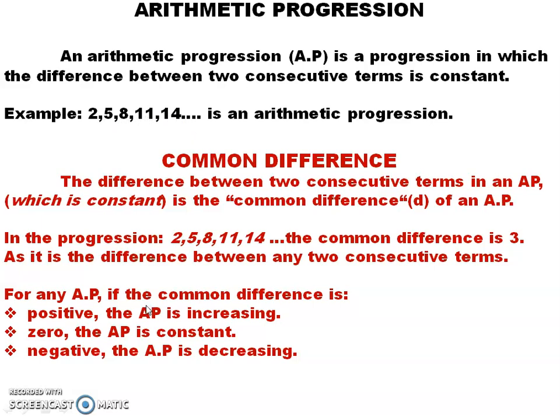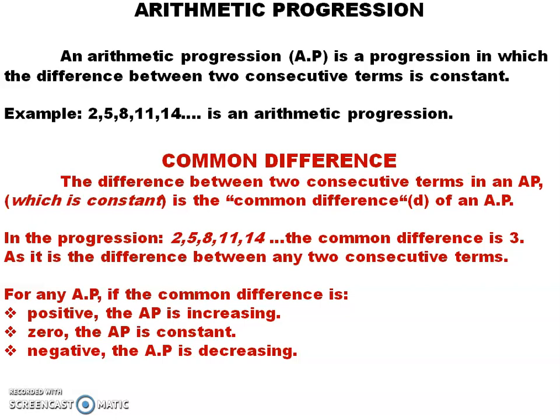If the common difference is 0, the AP is constant. You can see the same number repeating again and again in an arithmetic progression. When is that happening? When the common difference is 0. And if the common difference is negative, you can see the AP is decreasing. If the common difference is a negative number, the AP will be arranged in descending order.